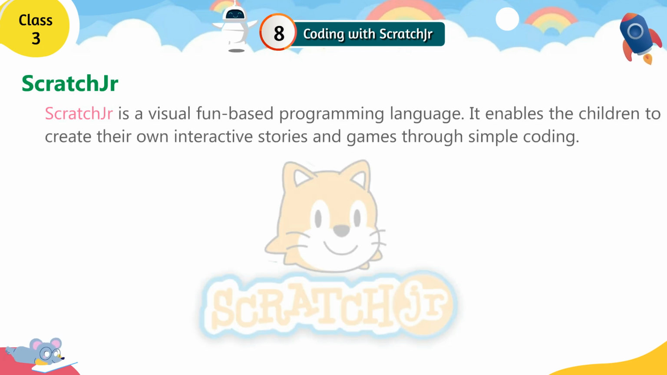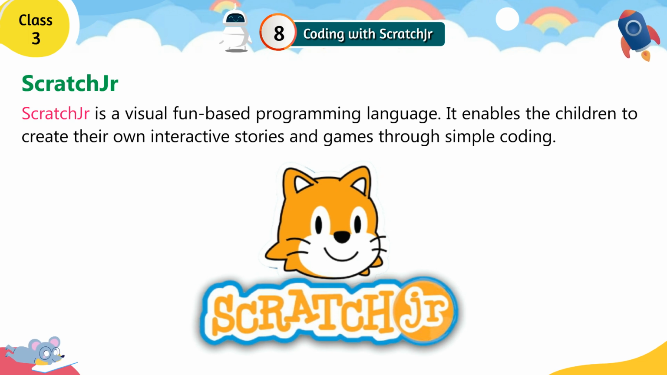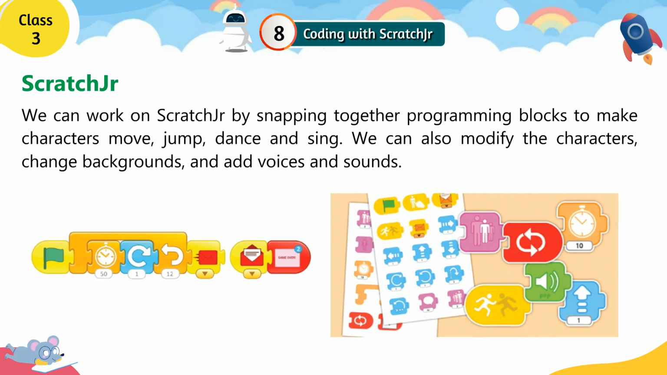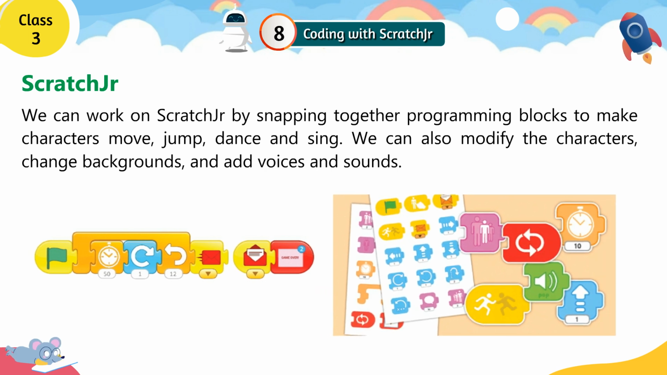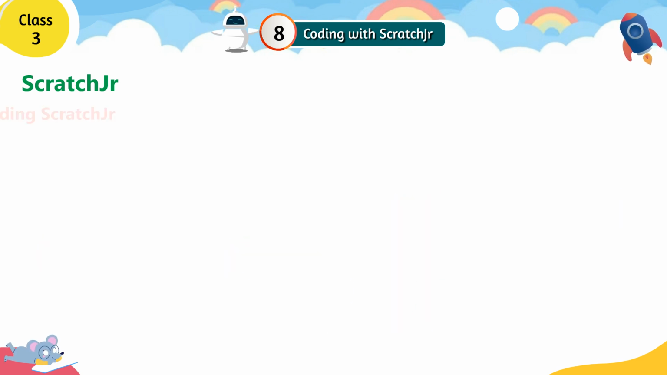Scratch Junior. Scratch Junior is a visual fun-based programming language. It enables the children to create their own interactive stories and games through simple coding. Let us learn to create animations and interactive stories with the help of Scratch Junior. We can work on Scratch Junior by snapping together programming blocks to make characters move, jump, dance and sing. We can also modify the characters, change backgrounds, and add voices and sounds.